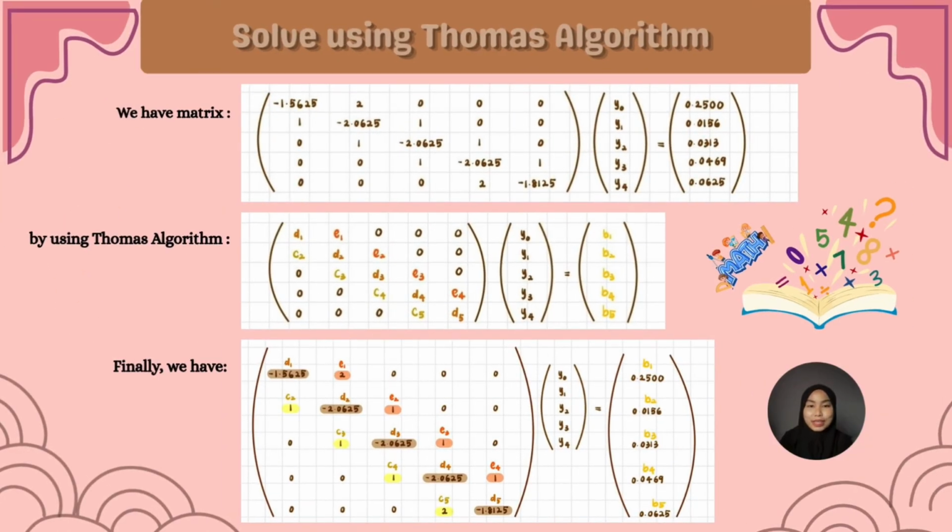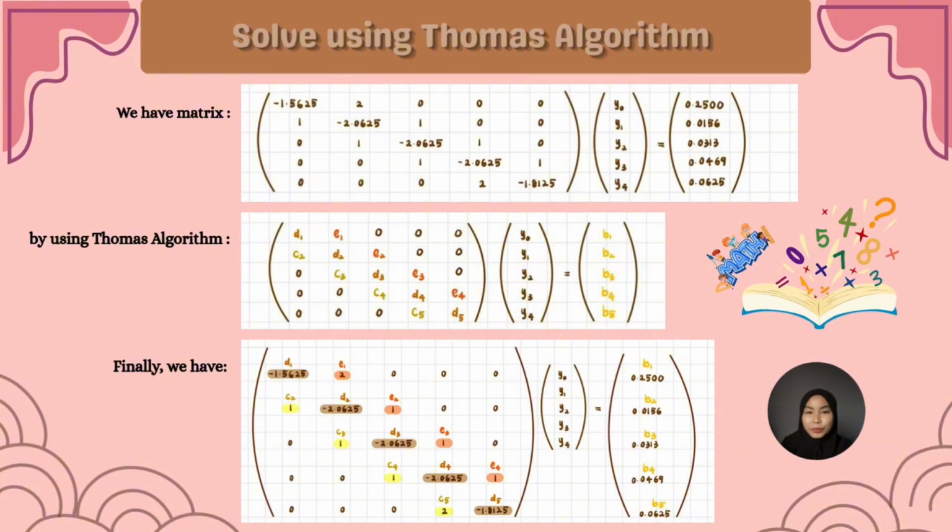Next, I will be presenting a step-by-step of how to solve a system of linear equations using Thomas' algorithm. As you can see on the slide, our general tridiagonal system is represented by the variable c_i for the lower diagonal, d_i for the main diagonal, and e_i for the upper diagonal. Y represents our vector of unknowns, and lastly, b is our right-hand side constant vector.